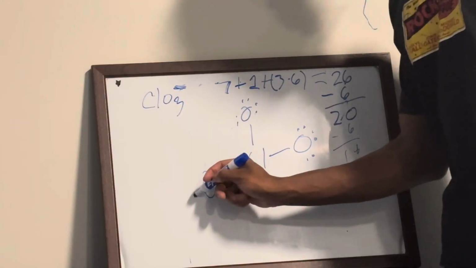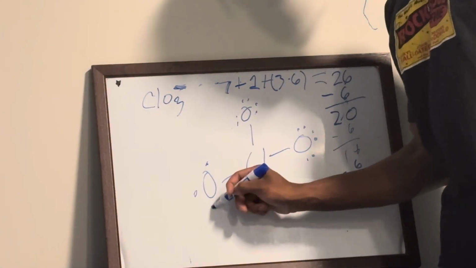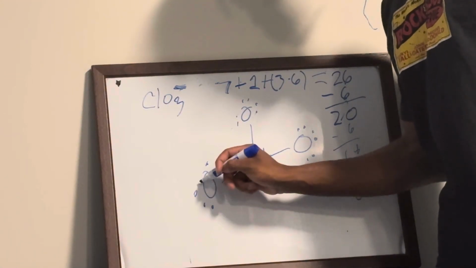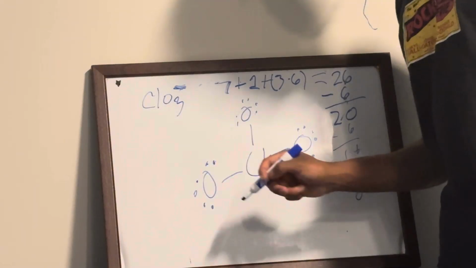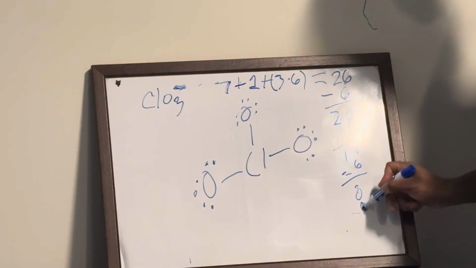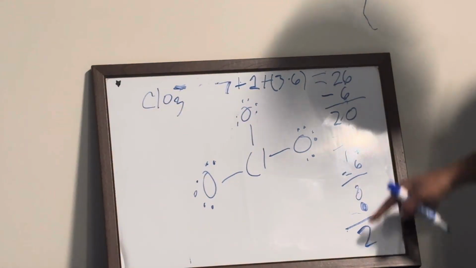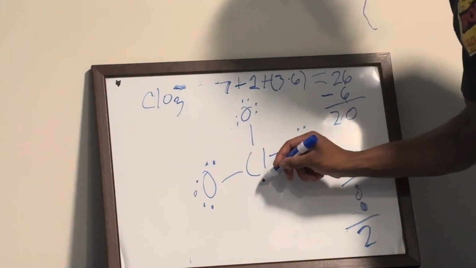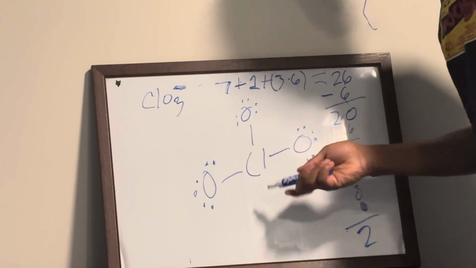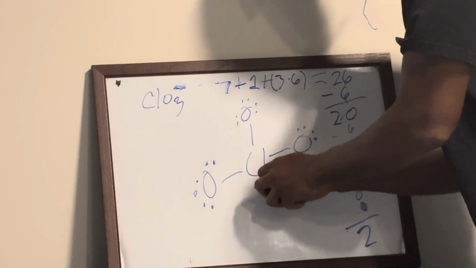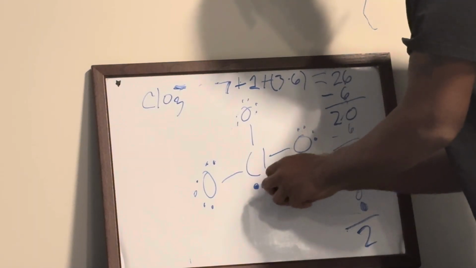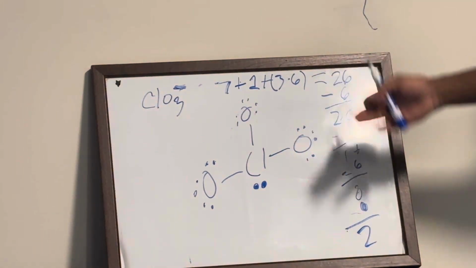1, 2, 3, 4, 5, 6, minus 6. That gives us 2 electrons. And where do these 2 electrons go? Right into chlorine to fill up its octet rule. And that's it.